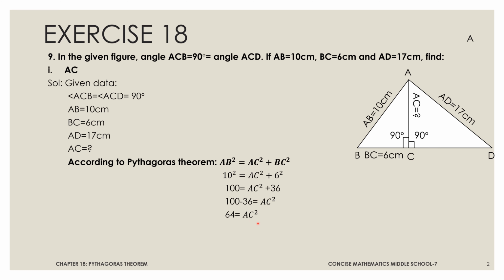Here it is AC square, right? But we need to find the value of AC, right? So we need to remove this square. To remove this square, we are going to place a square root on this 64. So we all know that 8 8s are 64, right? Always check only with the same double number, that is 2 2s are, 3 3s are, 4 4s are. So 8 8s are 64. So the length of AC is 8 centimeter.